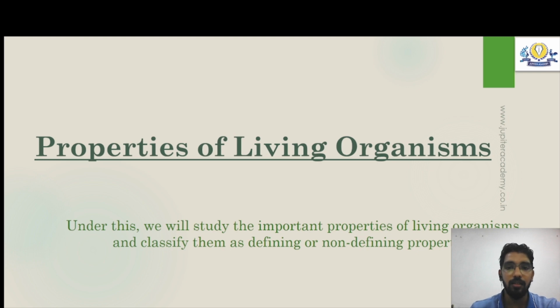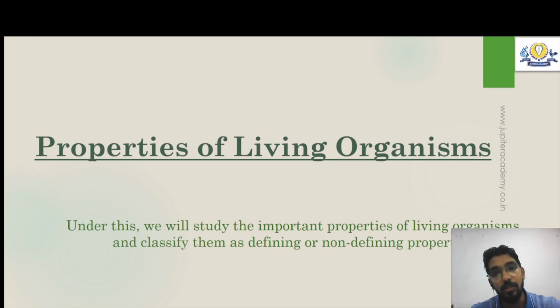There are several properties which are present in all the living organisms, and we classify them as defining or non-defining properties. But before we go on to the properties itself, let us know a few general terms regarding this chapter, the first one being defining and non-defining properties. A defining property is that property which is present in all the members of a particular group, without any exceptions. Such a property is called a defining property.